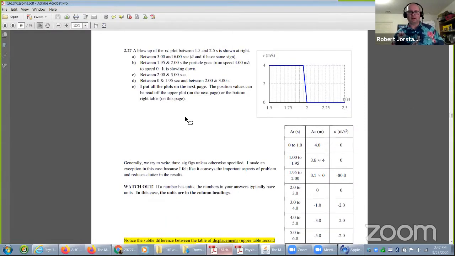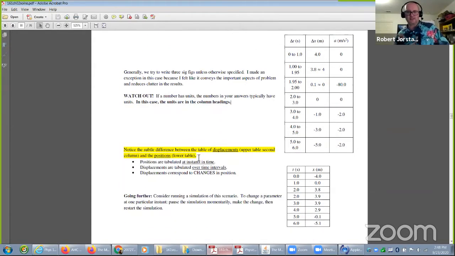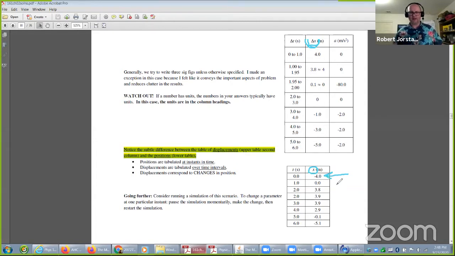All right, and so here we are. That's basically the information. Here's that big table that we just worked out. I do want to point out a couple of things. In this case, the units are in the column heading, so it's not like I forgot the units. All right. Notice this. There's a subtle difference between the table of displacements versus positions, and this came up earlier. This up here is delta x. This is x. Why does x start at -4? What the? Why is it there?